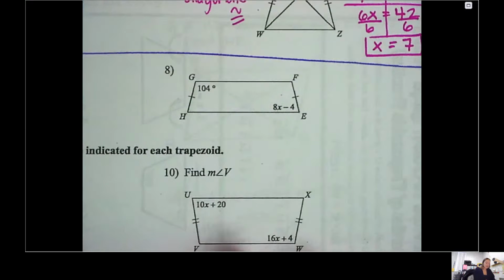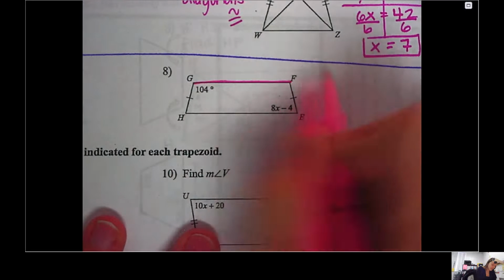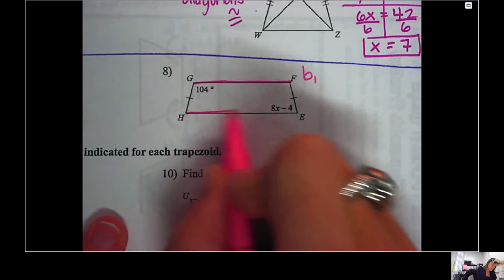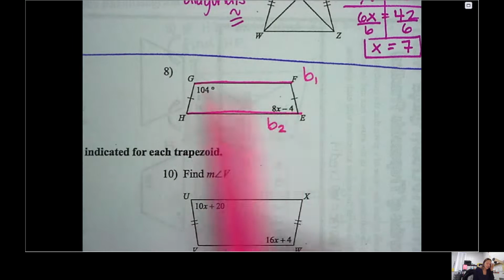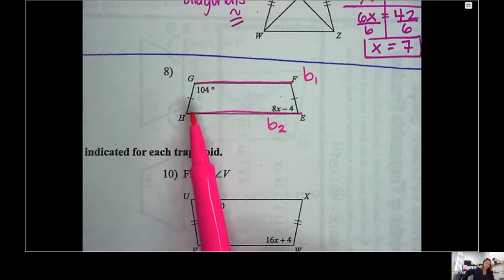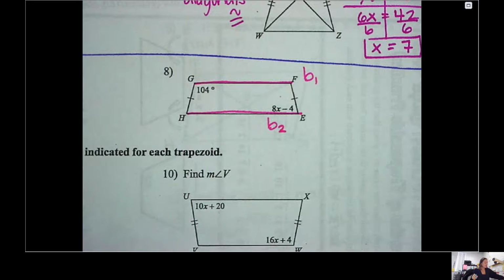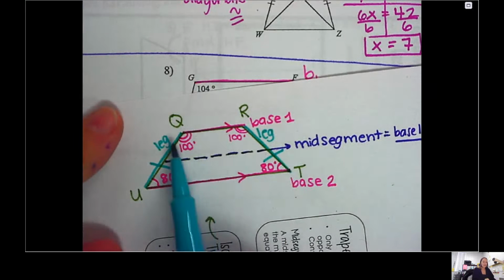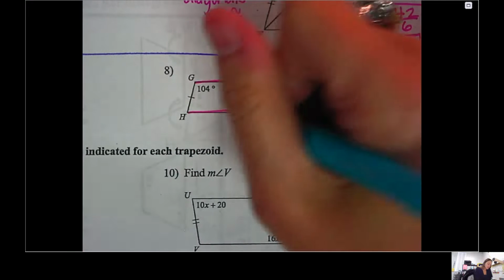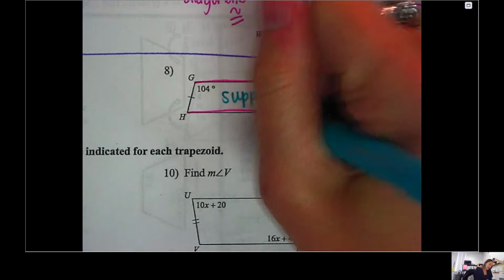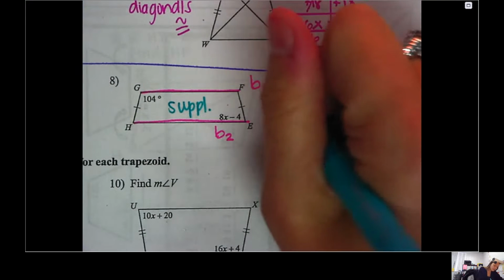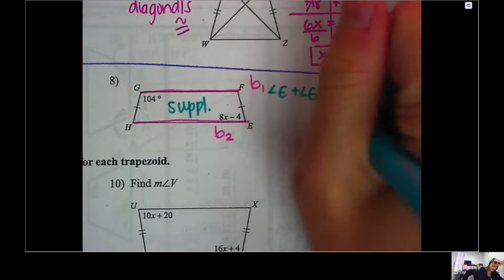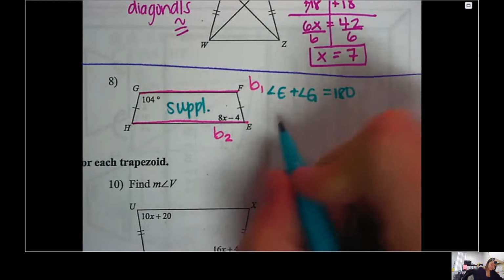Next one, same idea. I've got a base GF and I've got a base HE. Now, what you will notice is that these two are not on the same base. They're across from each other. Because of that, if I look at these two locations, these two are supplementary. So they add up to 180. So I need to write an equation that says if I add angle E plus angle G, I get 180.